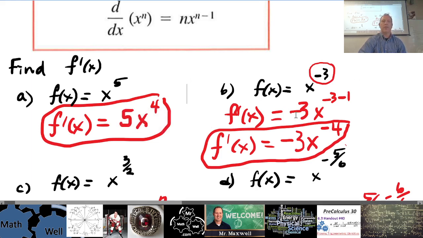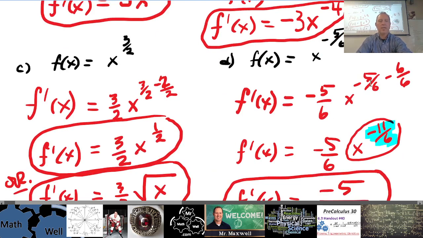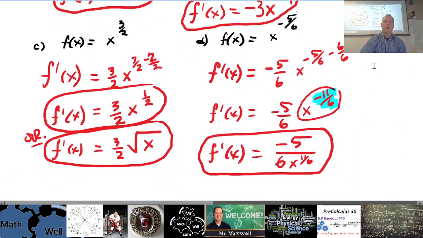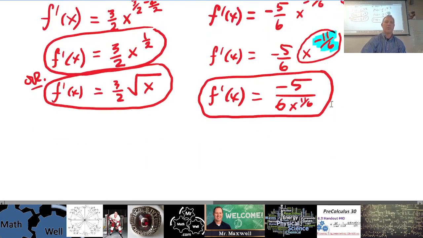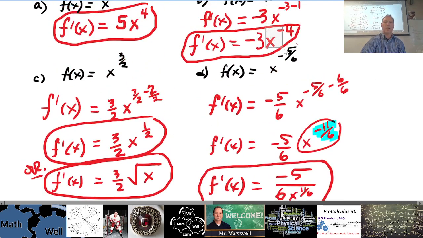Same thing, bring your coefficient down, subtract 1 from the exponent, negative 3x to the power of negative 4. Fractions and negatives are all the same. So we brought the exponent down as a coefficient and then subtracted 1 from the original exponent, and that was our new exponent. We did note that if you have a negative exponent, it's proper to get rid of the negative on the exponent by bringing that down. So in this case too, we could have written this as negative 3 over x to the 4th.